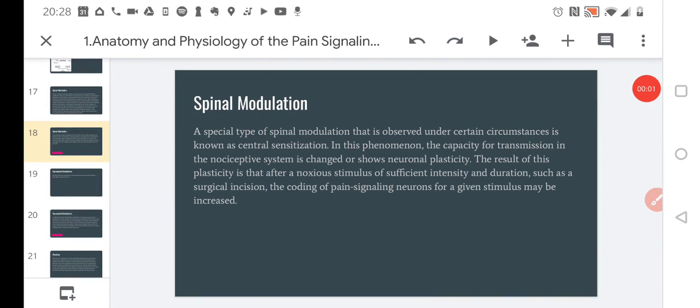So what is central sensitization? Central sensitization is also some type of spinal modulation, a special type of spinal modulation. So one more time, let's go through the text. Spinal modulation is observed under certain circumstances. This is a phenomenon where the capacity of transmission in the nociceptive system is changed or shows neuronal plasticity.